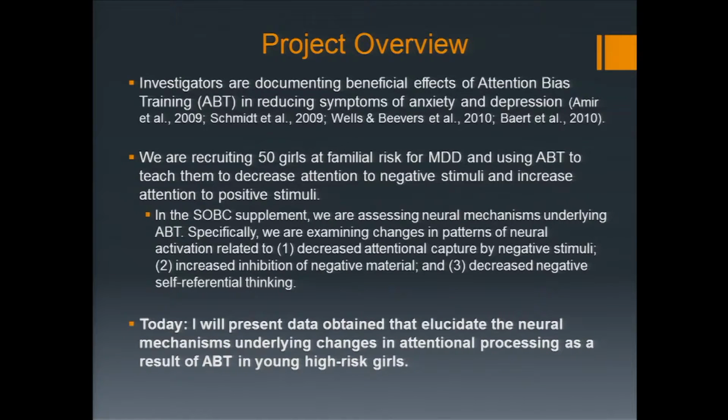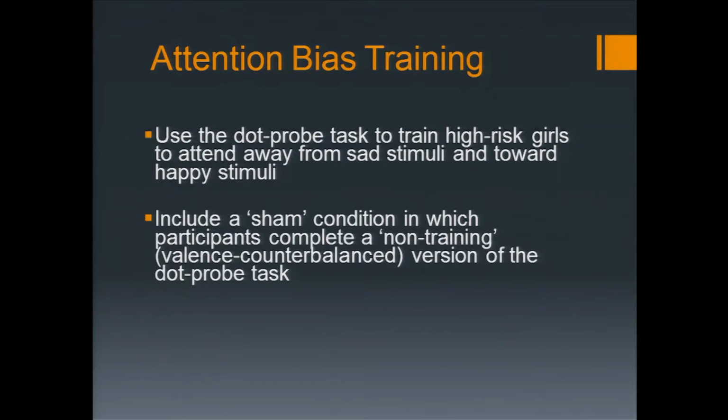So I want to present some data showing how we've been able to look at neural mechanisms underlying behavior change. And I'm going to end with, as Tom suggested, studies in which we've actually tried to alter the neural mechanisms directly. So let me start by showing you how we try to reduce this attention to negative stimuli in these young girls. And that is, we use something called attention bias training.